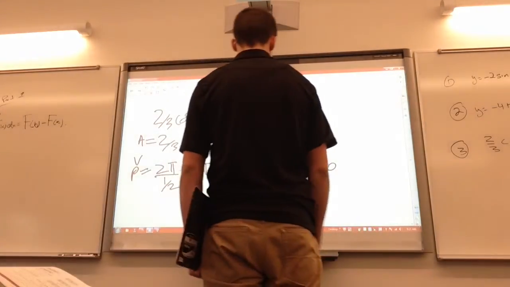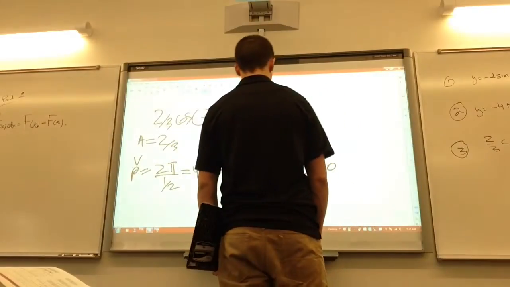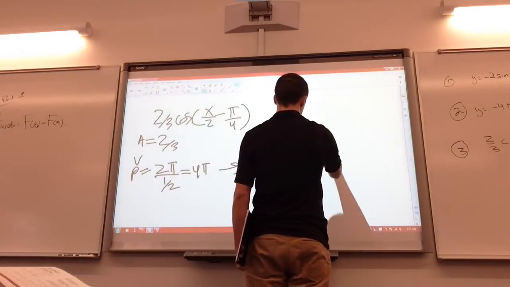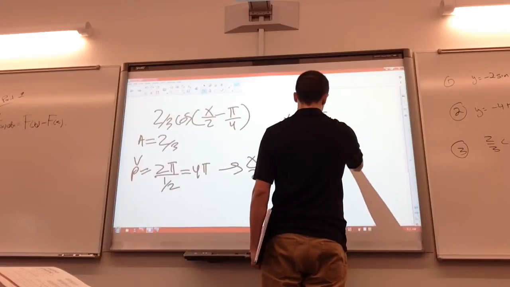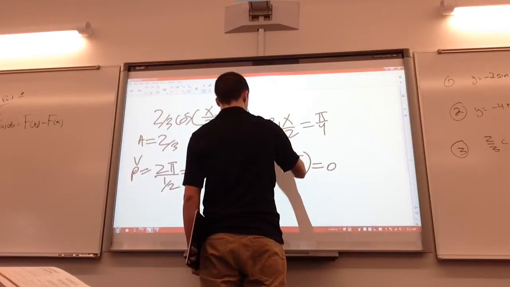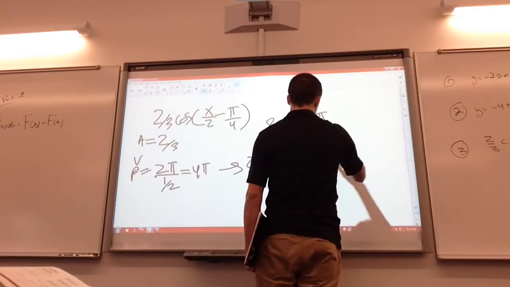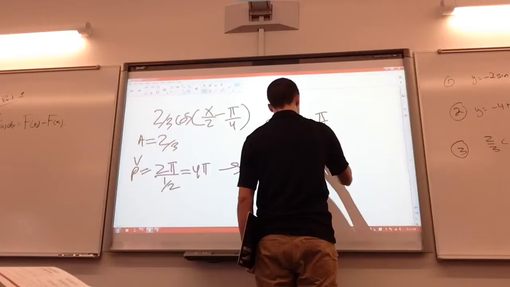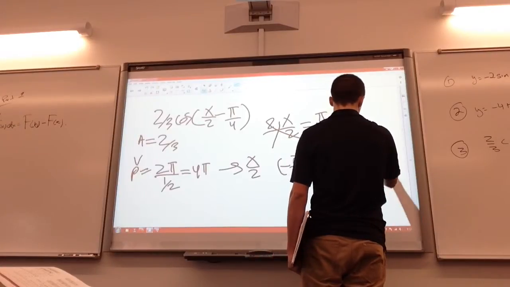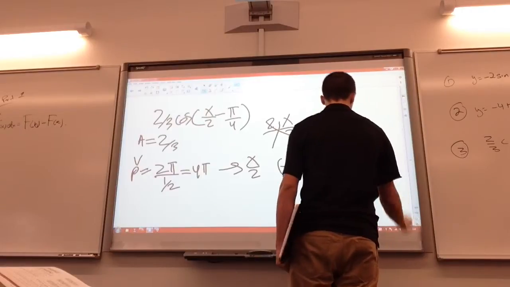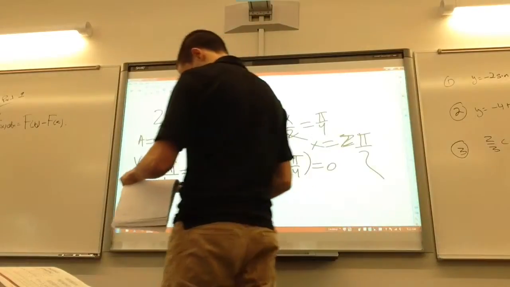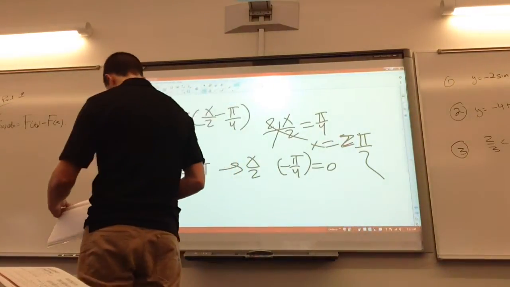Move the pi over 4 over, so it's x over 2 equals pi over 4. Cross multiply. All you have to do is multiply both sides by 2. So x equals 2 pi over 4. So you got all your pieces down. Now we can go ahead and start graphing this thing.